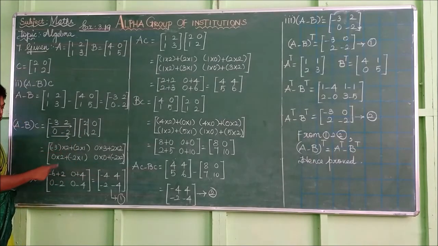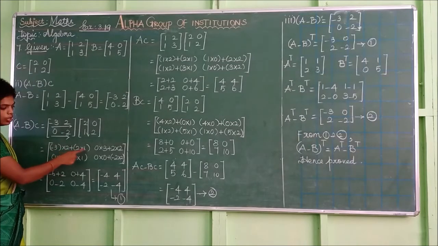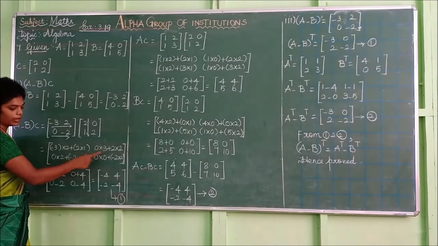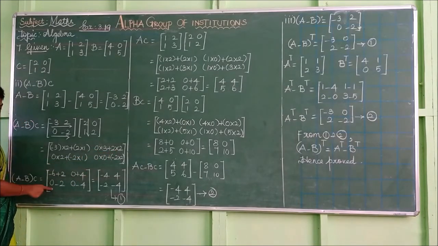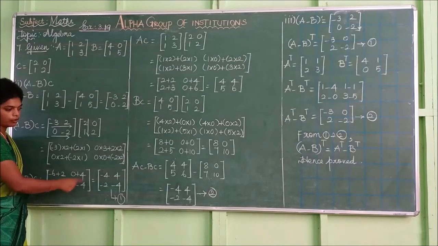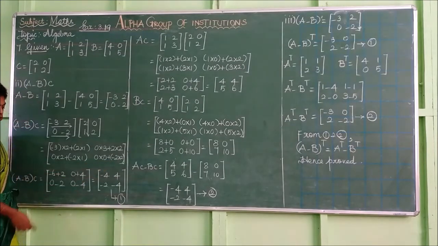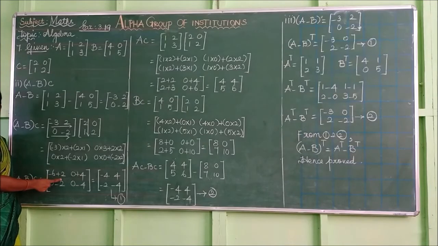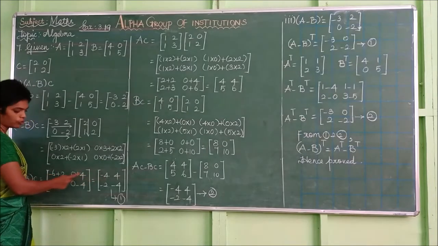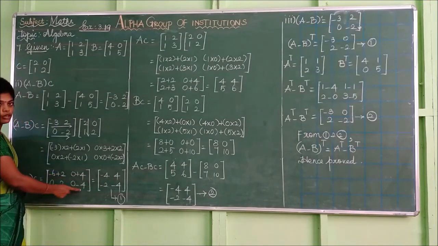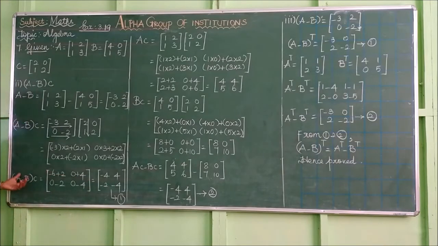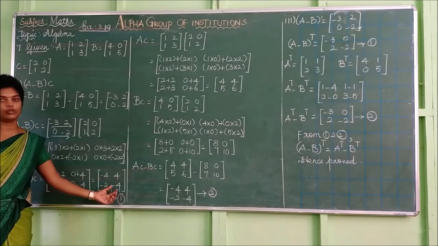Listen here: minus 3 into 2 is minus 6 plus 2 into 1 is 2. 0 into minus 3 is 0, 2 into 2 is 4. 0 into 2 is 0, minus 2 into 1 is minus 2. 0 into 0 is 0, minus 2 into 2 is minus 4. Now listen: minus 6 plus 2 is minus 4, 0 plus 4 is 4, 0 minus 2 is minus 2, 0 minus 4 is minus 4. So finally we got the matrix A minus B into C: minus 4, 4, minus 2, minus 4.